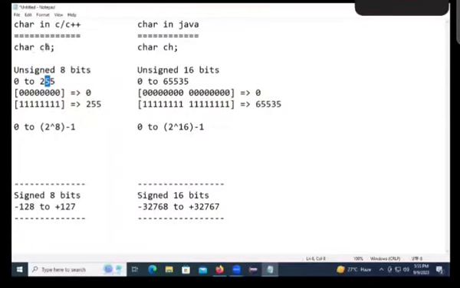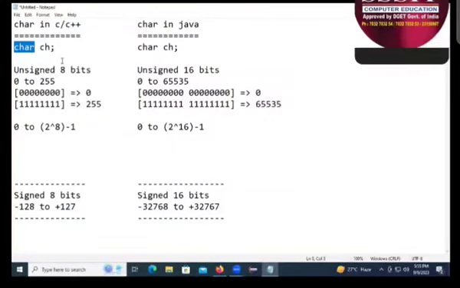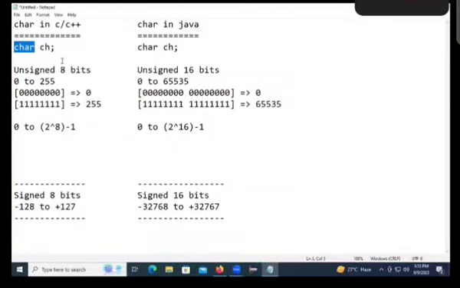This is a variable of type char, which means it can hold one character. Then we should discuss what characters we can store into ch, right? But rather than discussing characters, we are discussing numbers. What are the numbers we can store? 0 to 255. Why 0 to 255? Why are we talking in terms of numbers?